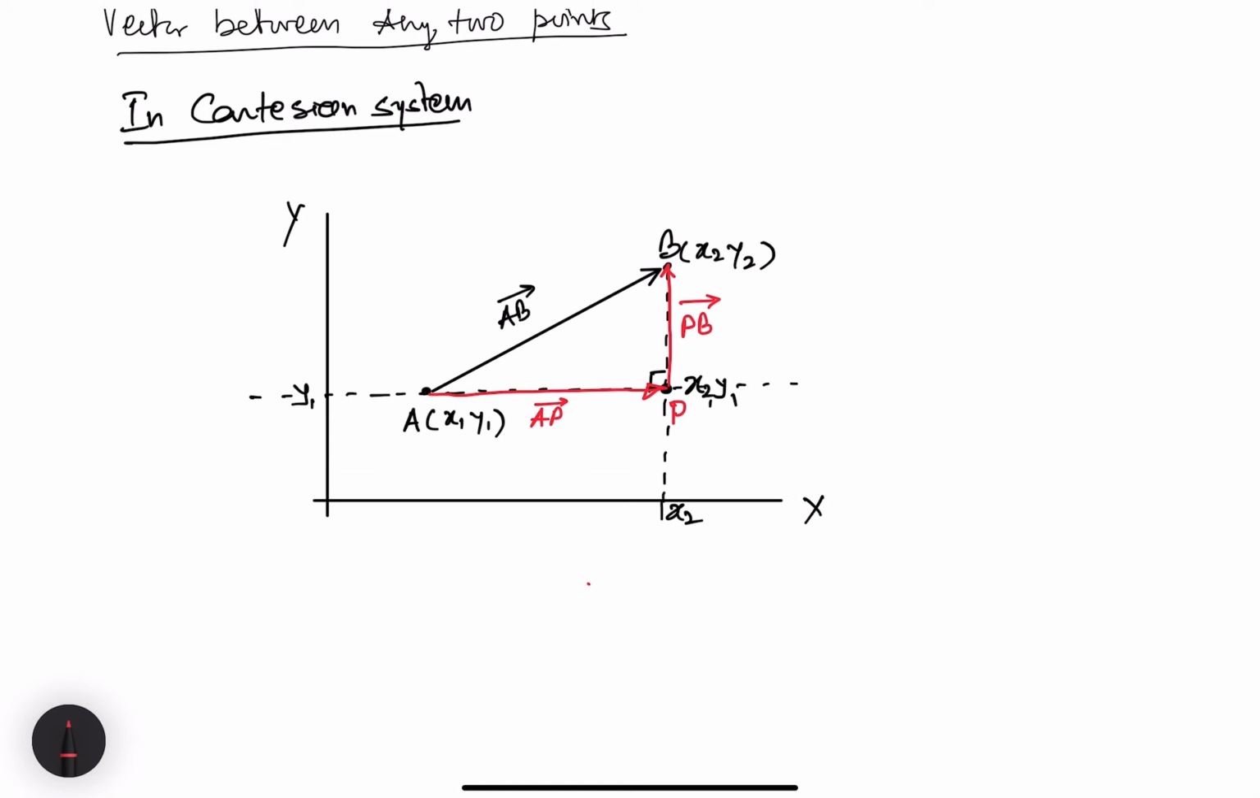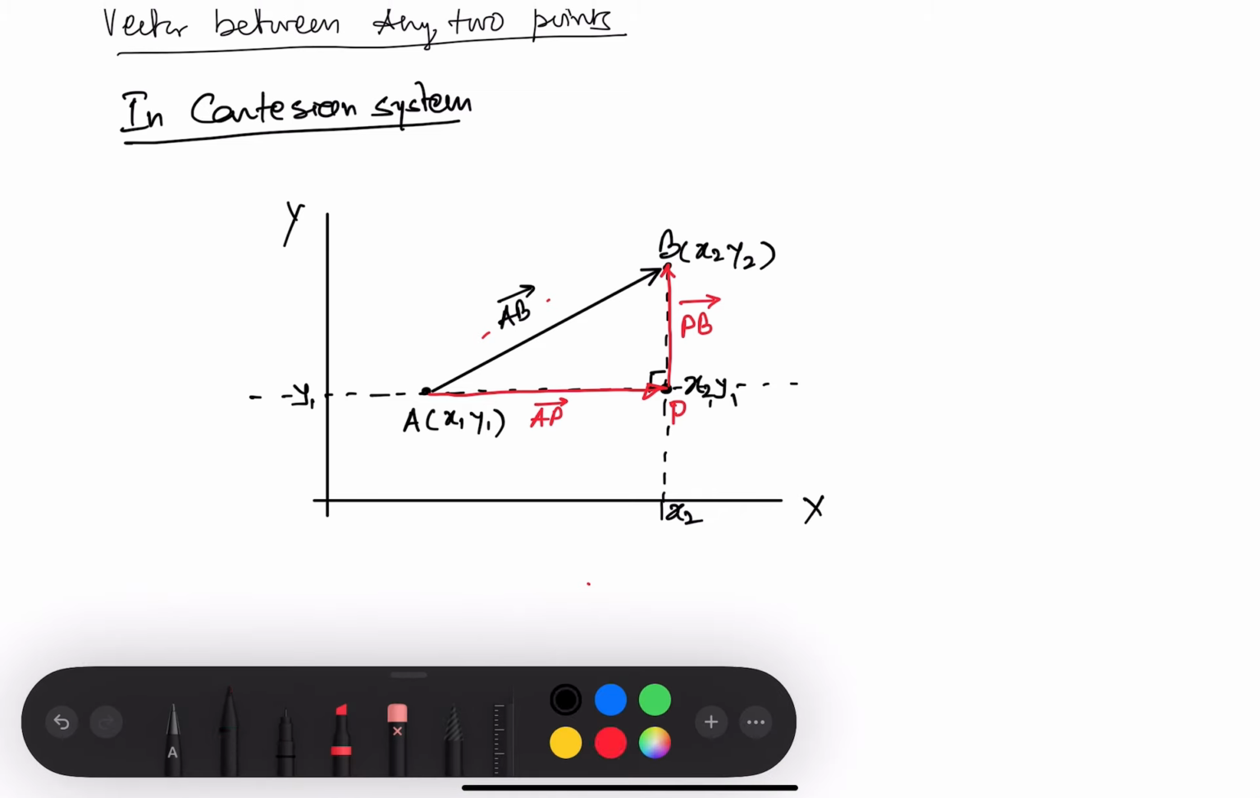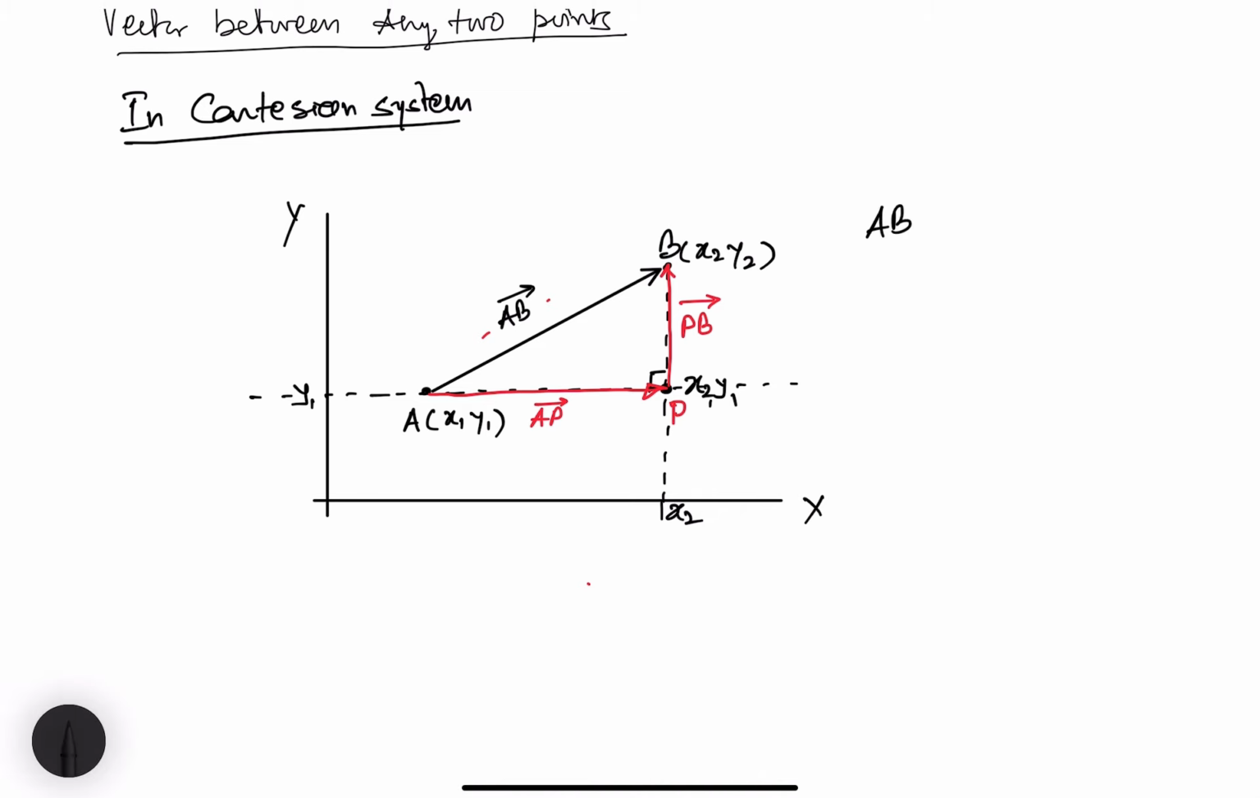So I have one vector AP. I have another vector PB. So now you can see it's again a triangle. The tail of PB is at the head of AP. So the third side is the resultant side. Then I can always write vector AB is nothing but it is equal to AP plus PB. Am I right?